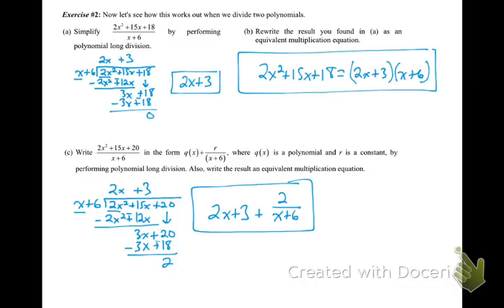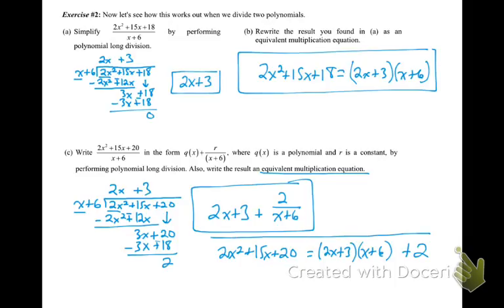We could also rewrite this using the equivalent multiplication equation by saying that the original problem, 2x squared plus 15x plus 20, the original numerator, is going to be equivalent to 2x plus 3 times x plus 6 plus 2, because there's a remainder of 2. Because 2x plus 3 times x plus 6 didn't give me 2x squared plus 15x plus 20. It gave me what we got in parts B and A, which is 2x squared plus 15x plus 18, but we have to add a 2 to make it equivalent. Pause the video now and write down anything you need to.